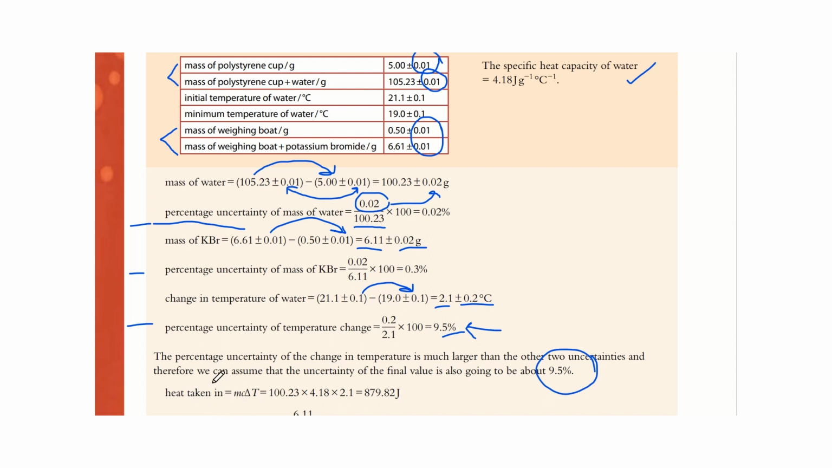So again, like I said, you can find Q, and we know that Q is equal to mc delta T, where m is the mass of the water because we're given the specific heat capacity of the water. So m is this value here, which is 100.23 times 4.18, which is the specific heat capacity of water, times 2.1, which is the change in the temperature, which gives you 879.82 joules.